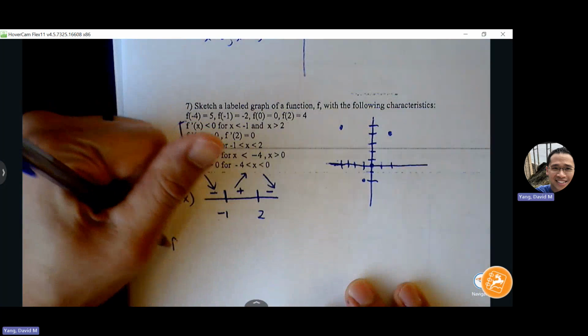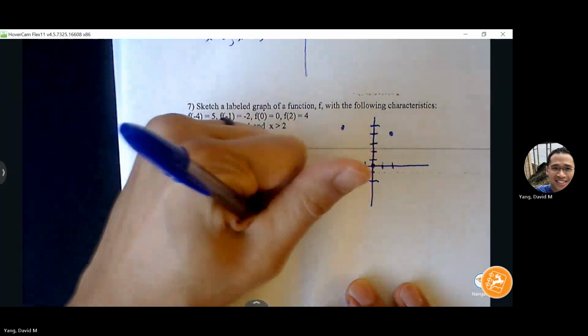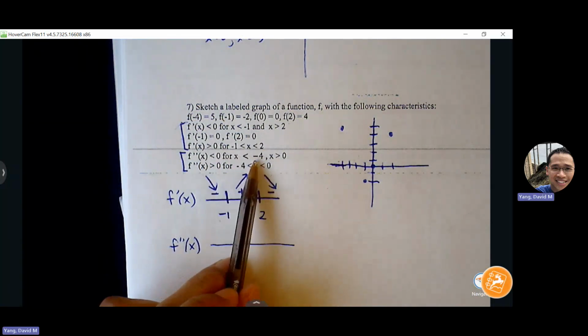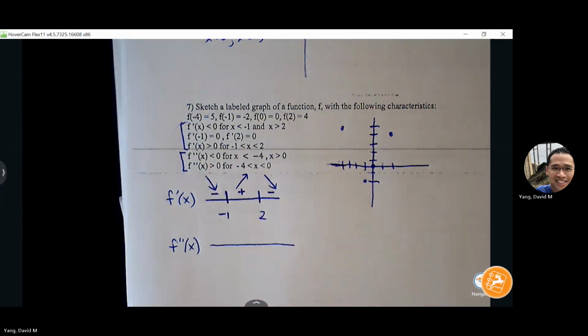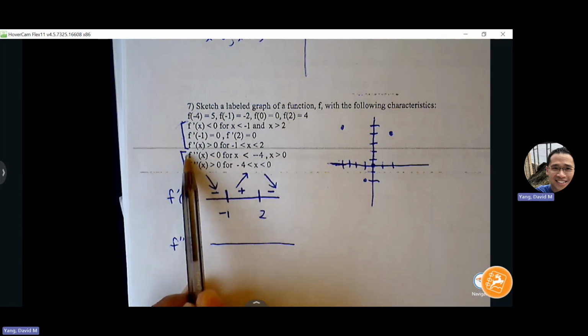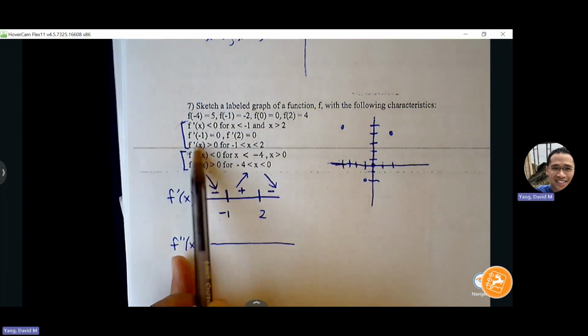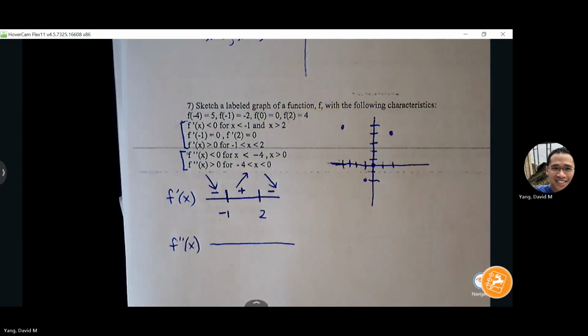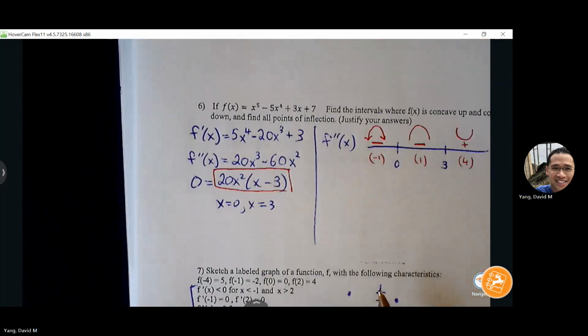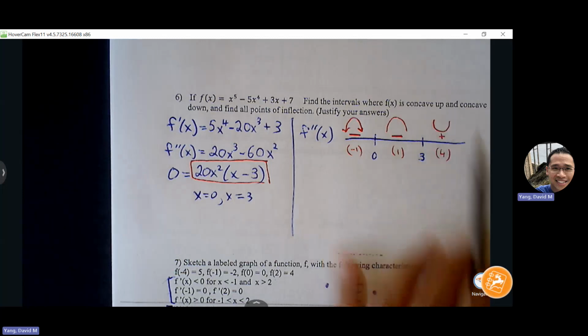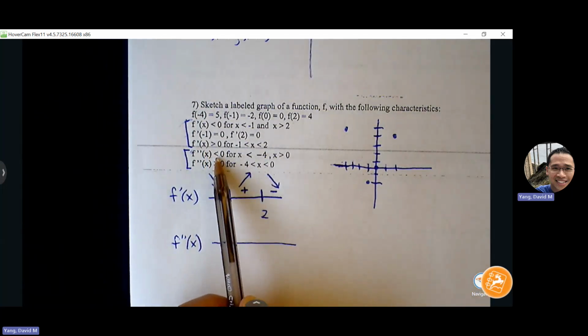Okay, let's move on to the second derivative sine line. F double prime is less than zero for x less than negative four, and x greater than zero. What does that mean? Increasing. Now, this is the second derivative here, so can you phrase it a different way? So we have a word for this. The second derivative tells us information about what? Not increase, decrease, but... Yeah, concave up, concave down, right? So what does this mean here? F double prime of x is less than zero.